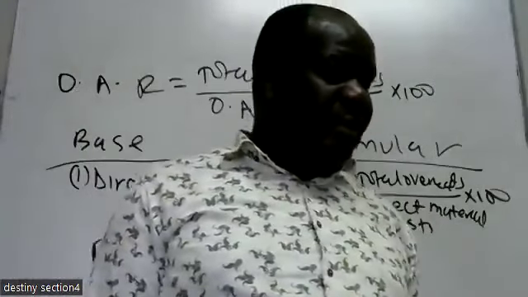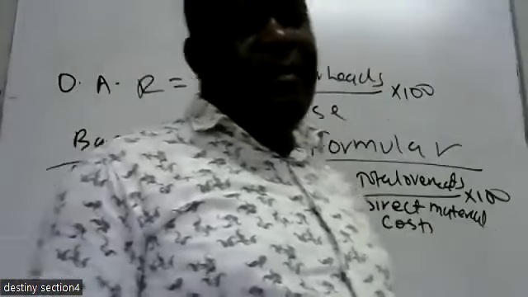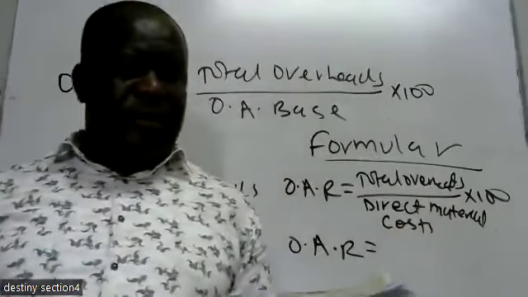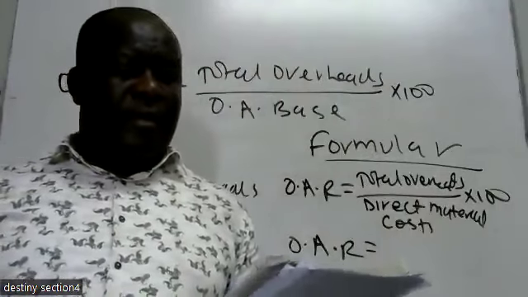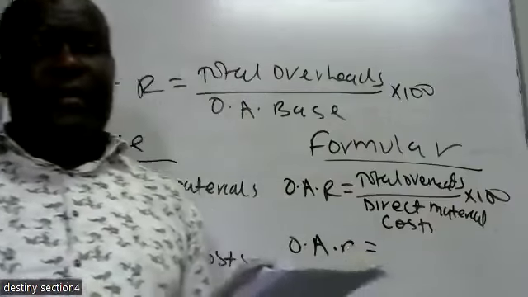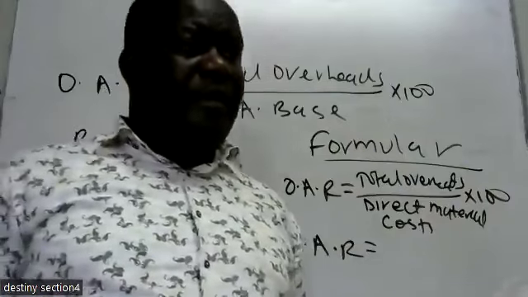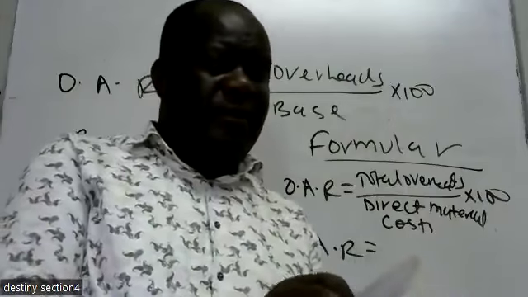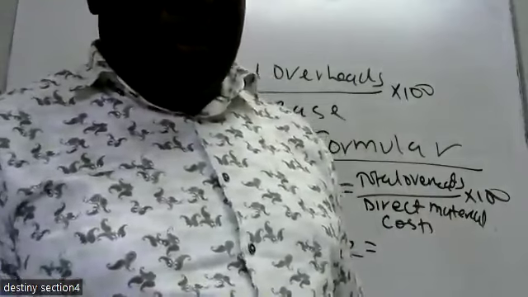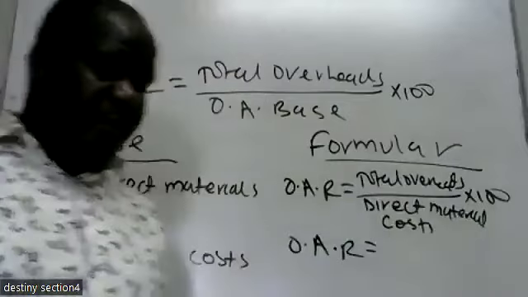The next one will be the number of units. For the number of units, the formula will also be overhead absorption rate equal to the total cost, then you also divide by the number of units. Even that one is not a percentage. So that is what we can get from that presentation.